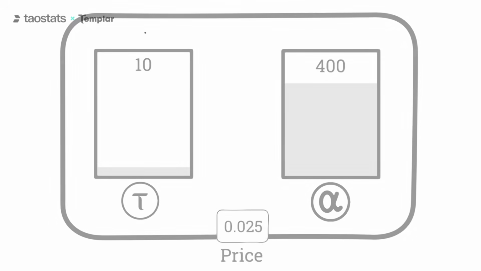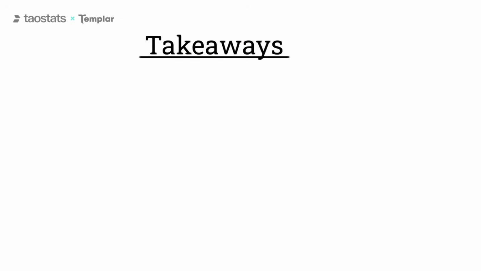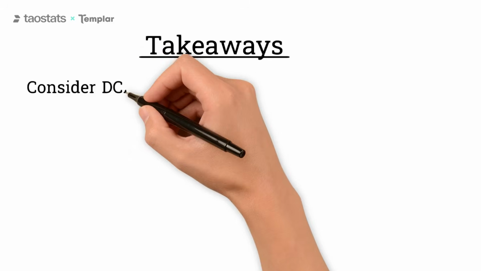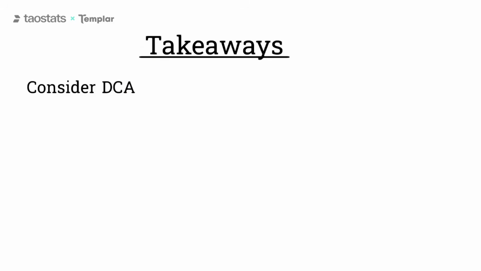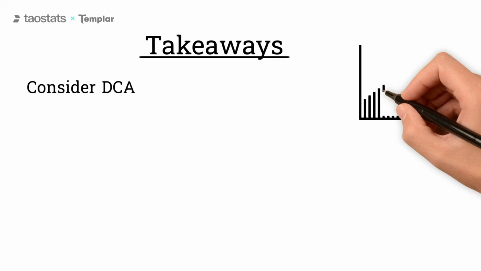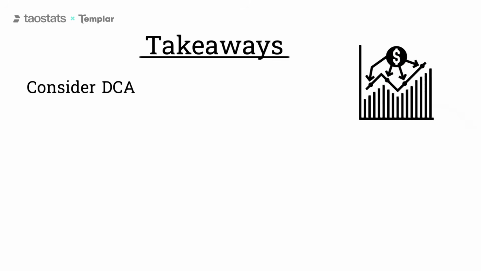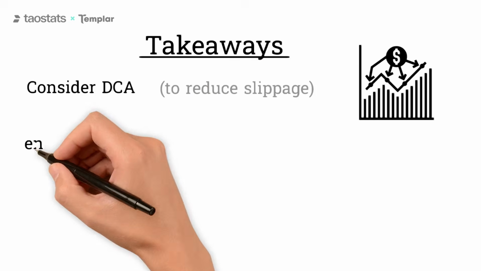The main takeaways are as follows. Instead of buying large sums of alpha at once, consider buying small amounts over time to reduce the slippage you're paying. Buying small amounts over time is a common investment strategy called dollar cost averaging, DCA, usually used to reduce exposure to volatility. But in a Bittensor subnet pool, it may help reduce slippage as well.